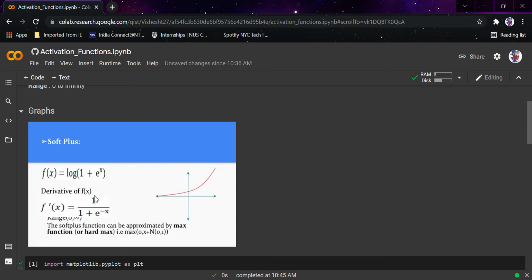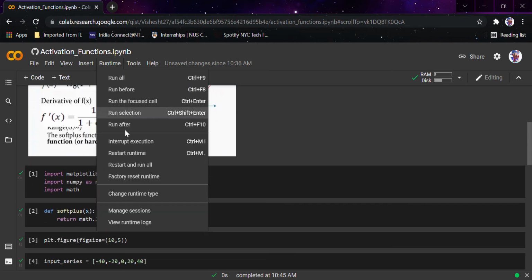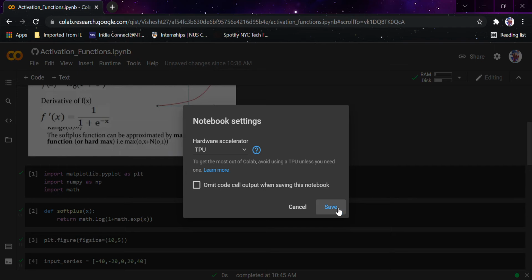And what is going to be the derivative? If you don't know how to find it, the derivative of log x is always equal to 1 by x. So this whole can be considered as x, 1 plus e raised to the power x. Hence the derivative is equal to 1 upon 1 plus e raised to the power minus x. So the range is from 0 to infinity. The SoftPlus function can be approximated by the max function, that is max of 0 and x.